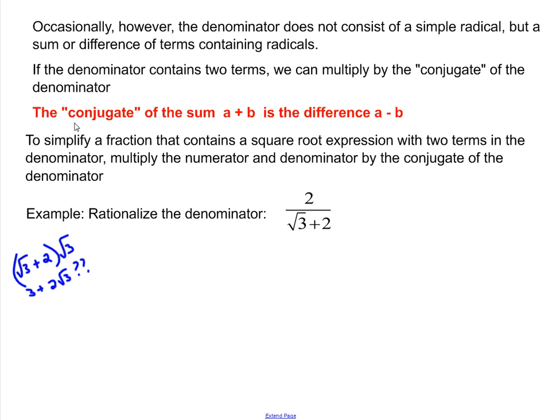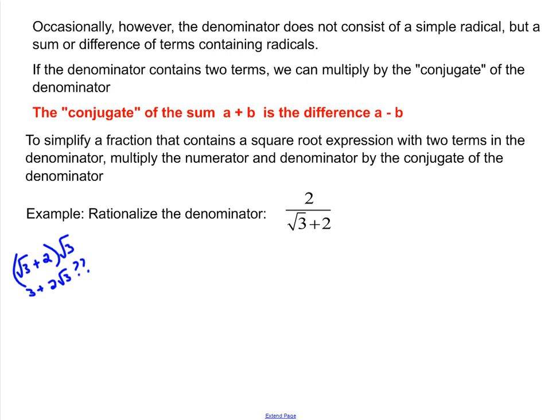A conjugate is defined as, if we have a sum of two terms, a plus b, the conjugate of that sum is going to be the difference, a minus b. In other words, we always just change the operation between those two terms from addition to subtraction, or if it's subtraction, we change it to addition, and multiply that into the numerator and denominator. And you think to yourself, well, why would that work?